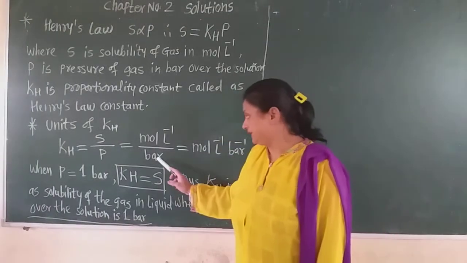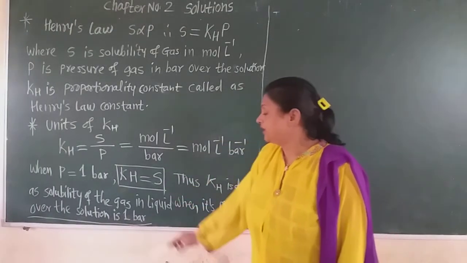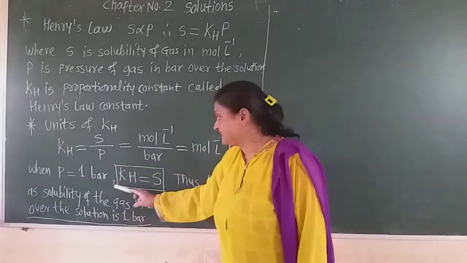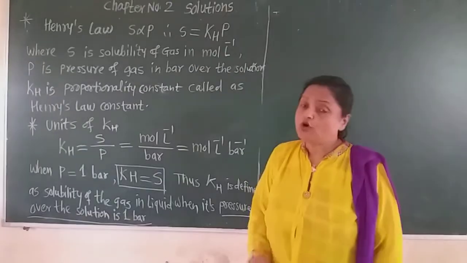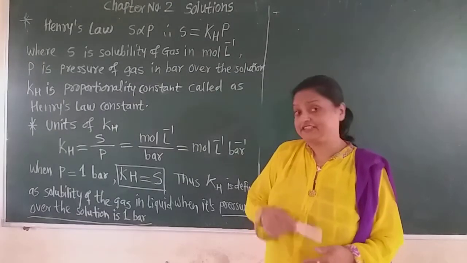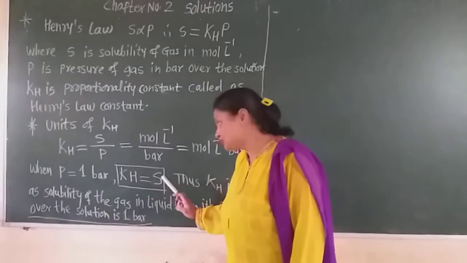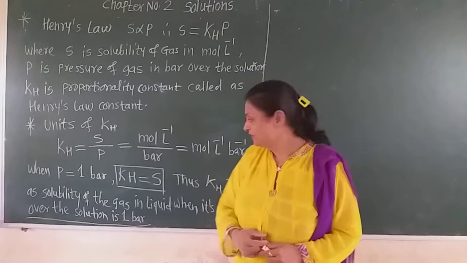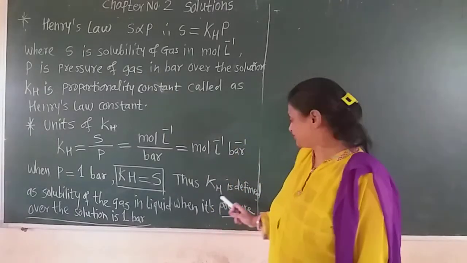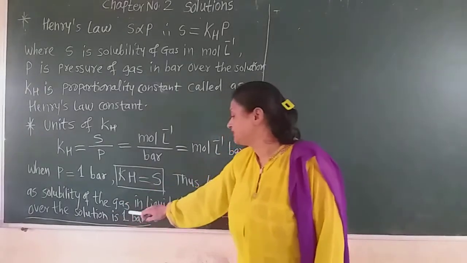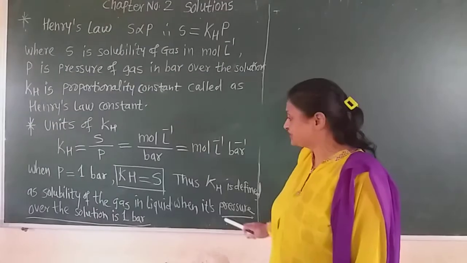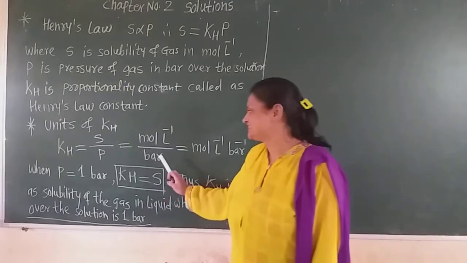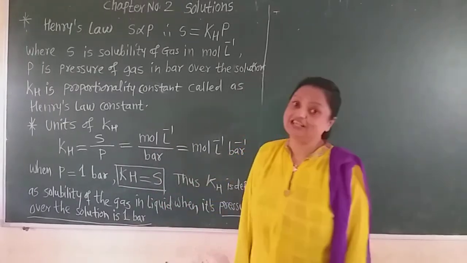Now here, if we take the pressure P as 1 bar, then kH is equal to S divided by 1, that is kH is equal to S. So what is Henry's law constant? Henry's law constant is nothing but the solubility of the gas when the pressure of that gas is 1 bar. Thus kH, the Henry's law constant, is defined as the solubility of the gas in liquid when its pressure over the solution is 1 bar, because when pressure is 1, kH is equal to S, the solubility.